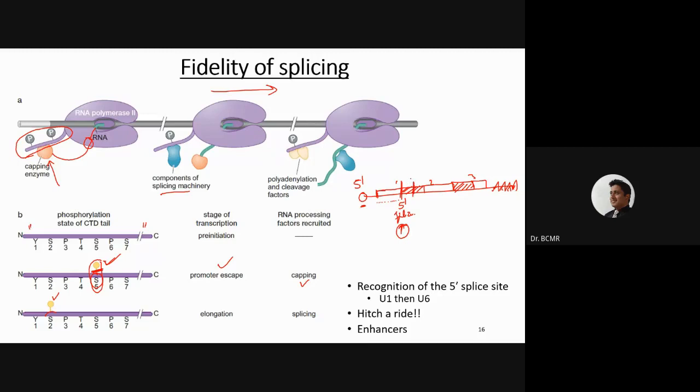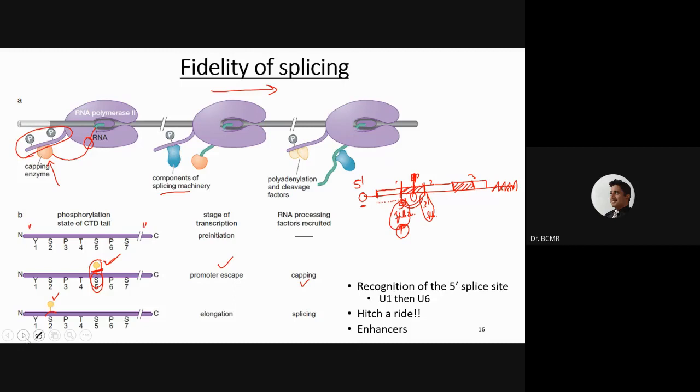Then the branch point comes, so the BBP, branch point binding protein, comes and binds. And then the next one to come out is the 3' splice site. So in the order in which they come out, the splicing machinery binds appropriately, and then splicing is ready to occur. Okay? So that is what usually happens.